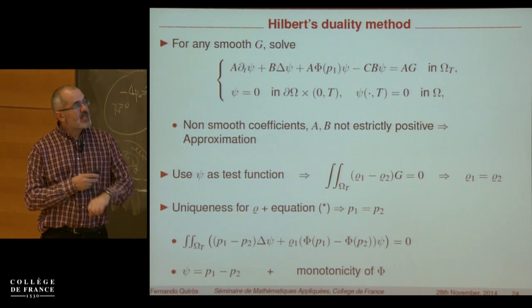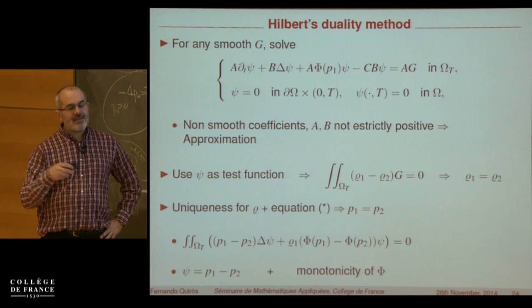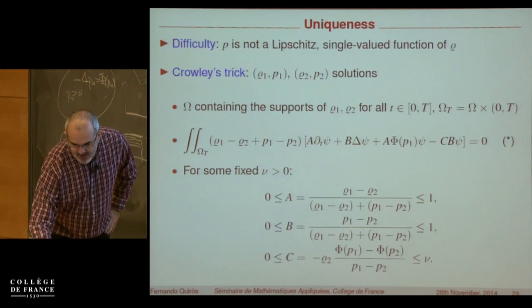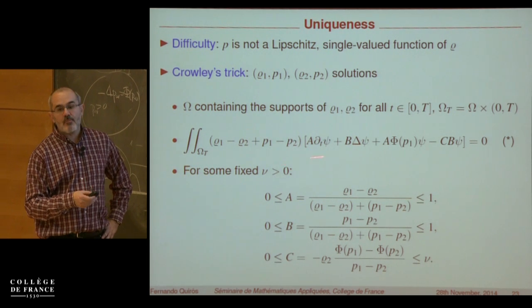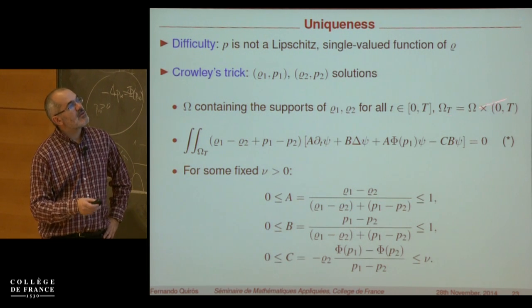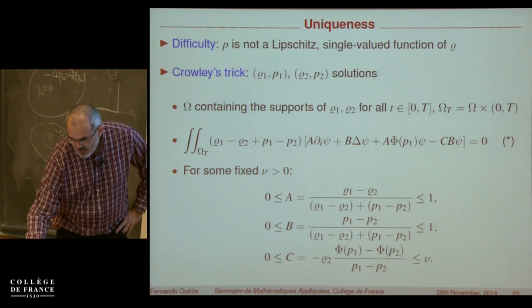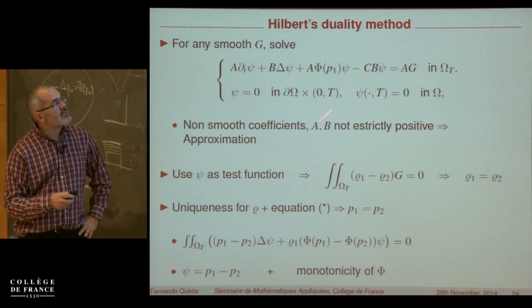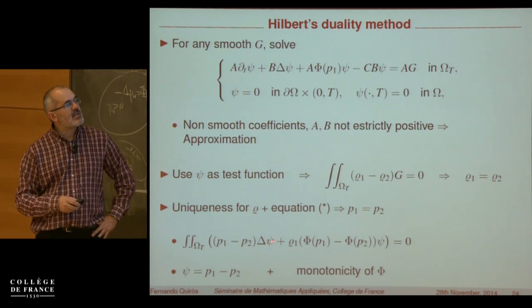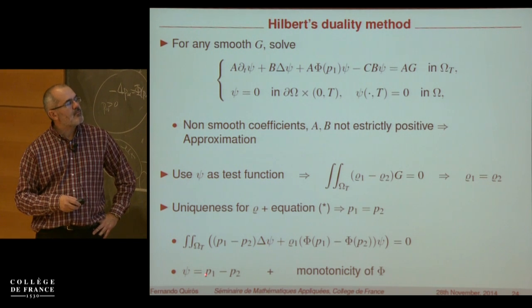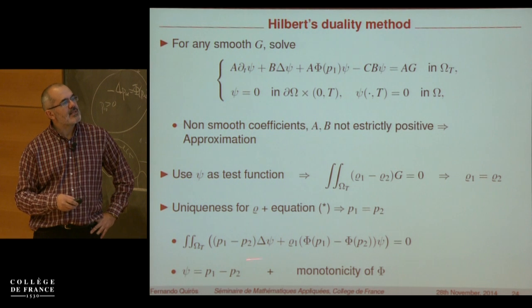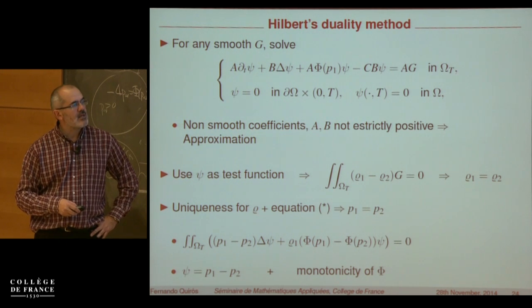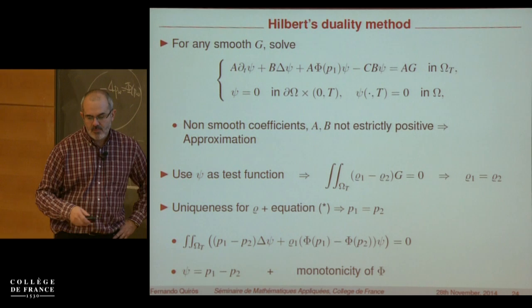Then to obtain uniqueness for p, you go back again to this equation, but now rho 1 equals rho 2, so a lot of terms drop. In fact, the A drops wherever it is. And you get this nice equation, and now here you just take psi equal to p sub 1 minus p sub 2, and you use the monotonicity of phi, and you get that p1 has to be equal to p2.